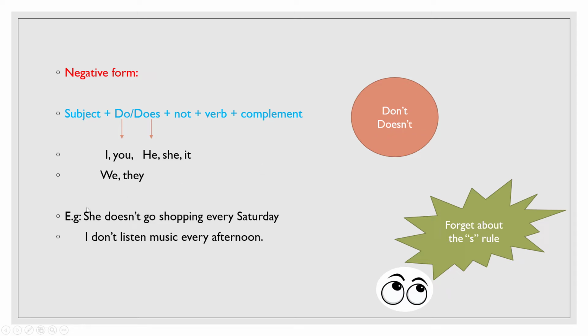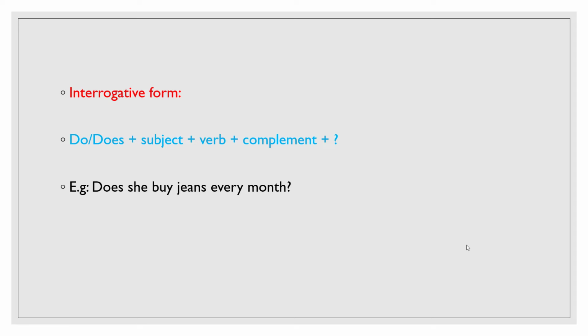Okay? Look at the example. She doesn't go shopping every Saturday. The other example is I don't listen to music every afternoon. Pay attention to this. In the negative form, you have to forget about the S rule. We're not going to use the S or ES at the end of the verbs. Pay attention to that.